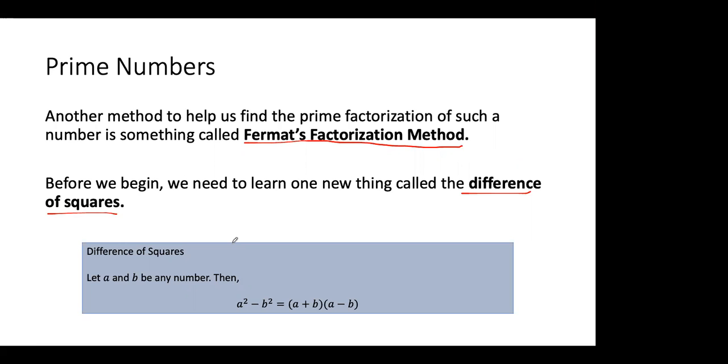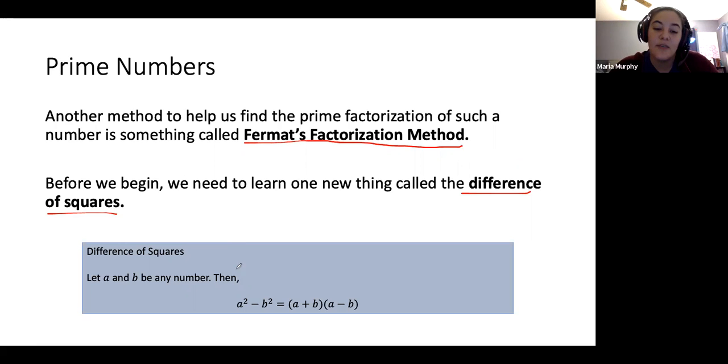Basic concepts, right? So difference of squares is just if we have, let's say, an A and a B, and A and B is just some letters that we're using to represent some numbers. So they're not actual anything other than that. So if you have some difference of squares in the form of A squared minus B squared, then that can be rewritten as A plus B times A minus B.